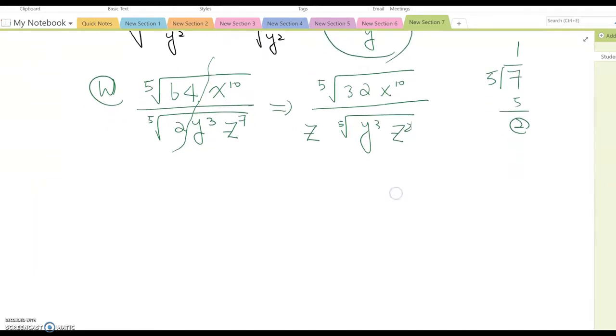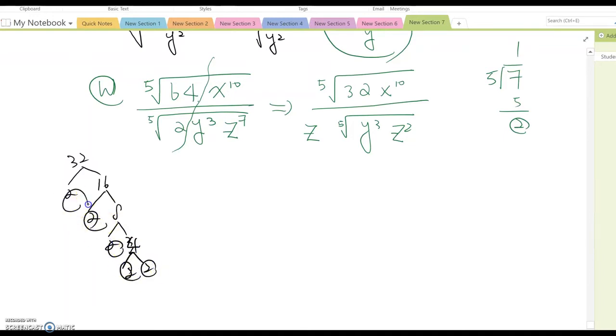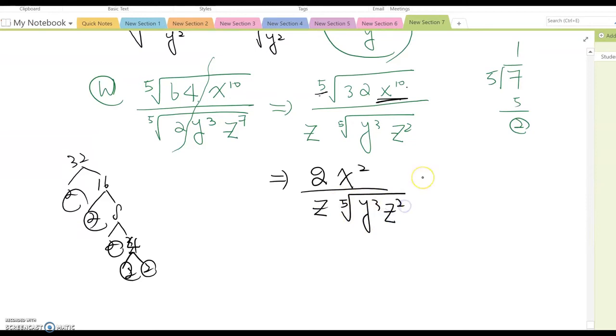Now let's try to simplify. 32 means 2 times 16, 2 times 8, 2 times 4, and 2 times 2. So 1, 2, 3, 4, 5 twos, matching with this fifth root. So you can rewrite this as 2, and x^10, 10 divided by 5 is evenly 2, so x squared, over z times the fifth root of y cubed z squared here.